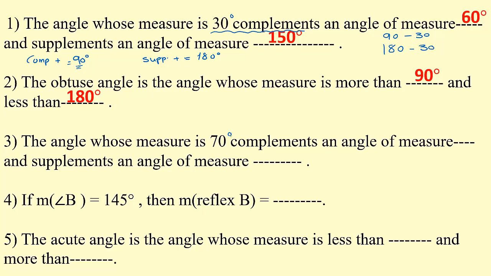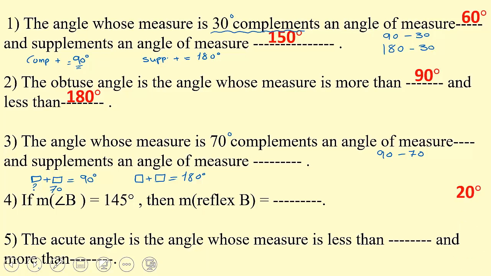Angle whose measure is 70 degrees complements an angle of measure what and supplements an angle of measure what. Again, two angles are complementary if I add them and have an answer of 90 degrees. And two angles are supplementary if I add them and have an answer of 180 degrees. Now I have one of them equal to 70. What is the other one? Simply, I'm going to make 90 minus 70. So the angle of 70 degrees complements an angle of 20 degrees.